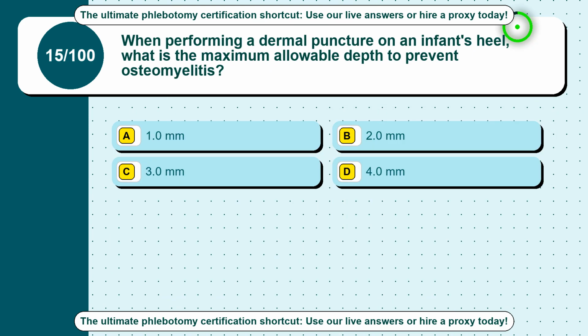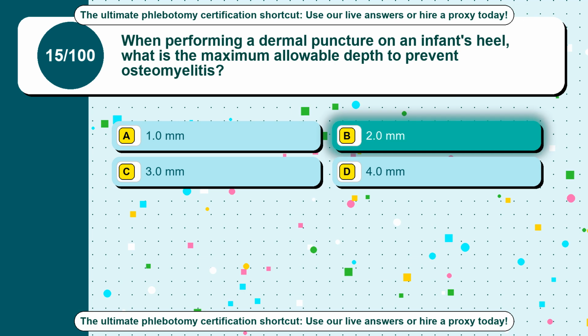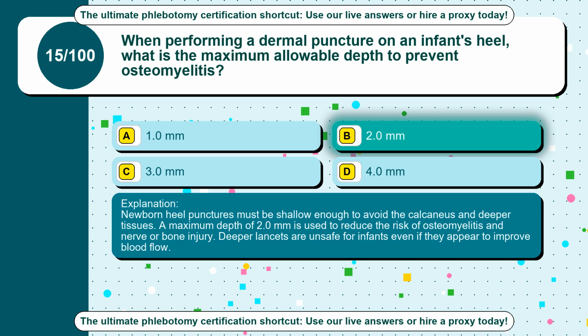Question 15. When performing a dermal puncture on an infant's heel, what is the maximum allowable depth to prevent osteomyelitis? Option A, 1.0 mm. Option B, 2.0 mm. Option C, 3.0 mm. Option D, 4.0 mm. The correct answer is option B, 2.0 mm. Newborn heel punctures must be shallow enough to avoid the calcaneus and deeper tissues.